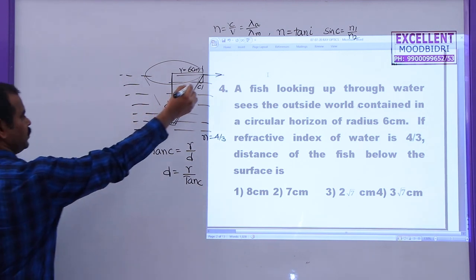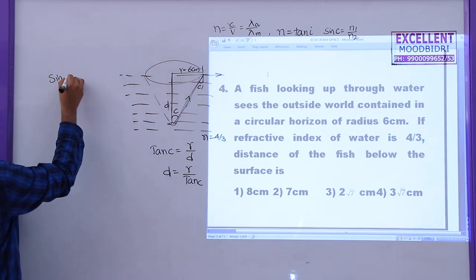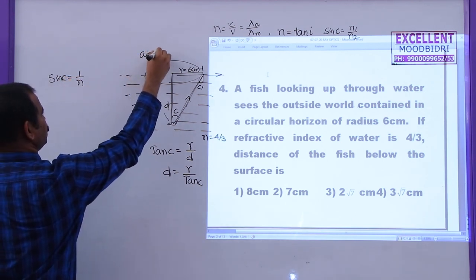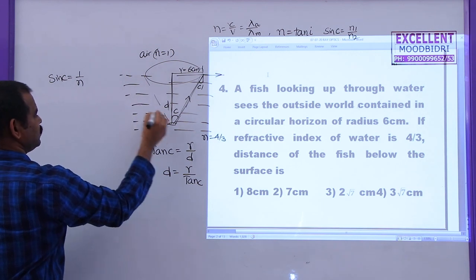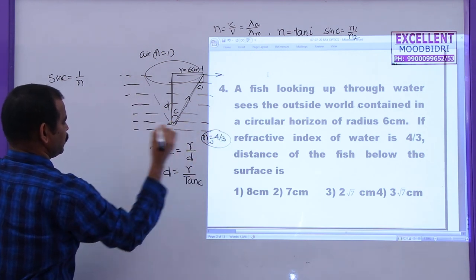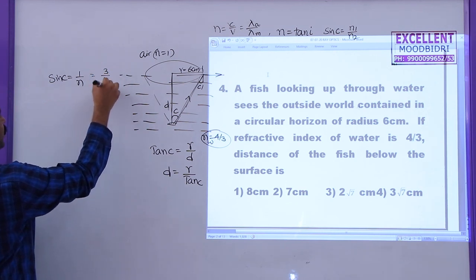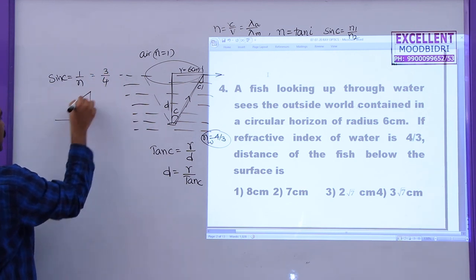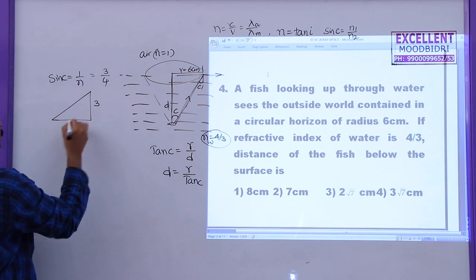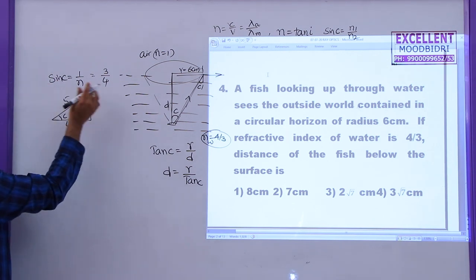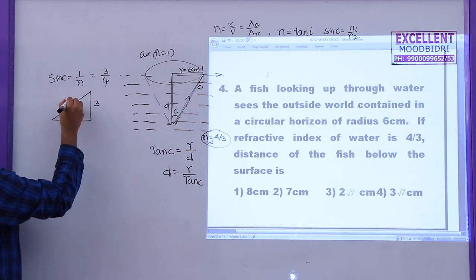We know that for this critical angle, sin C is equal to 1 by n. Why? Because this is air whose reference is 1, and here this is 4 by 3 for water. So this will be 1 by 4 by 3, that is 3 by 4. If you take a triangle here, this is 3, this is 4, this is 5. This is critical angle C. So this is 3 by 4.